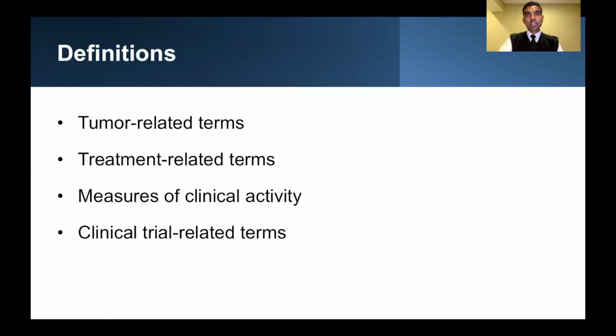So in terms of definitions, this is not by any means an exhaustive list, but it contains the important terms that are commonly used in clinic. These can be tumor-related terms or treatment-related terms. There are certain measures of clinical activity that we frequently use, and some terms that are specific to clinical trials, which I will talk about briefly.